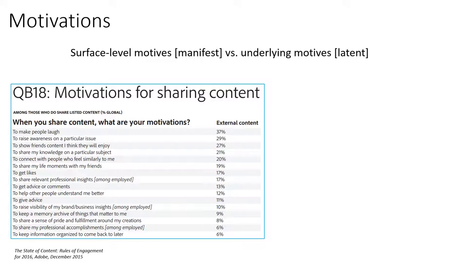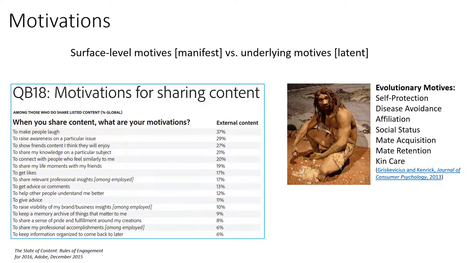Take the example of this State of Content study that came out of Adobe. This study's goal was rather simple. It was trying to ask people what were the motivations for sharing content in the online space. If you look at these statements, all correspond to something that we likely can see as manifest motivations. Make people laugh, give awareness of a particular issue, show friends content they think they'll like. These are the type of things that we might tap into from the top of mind to explain why we shared a particular piece of content.